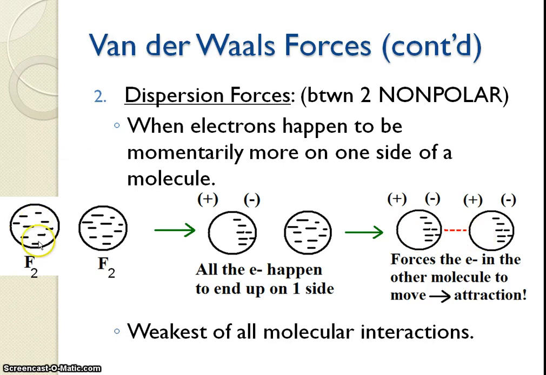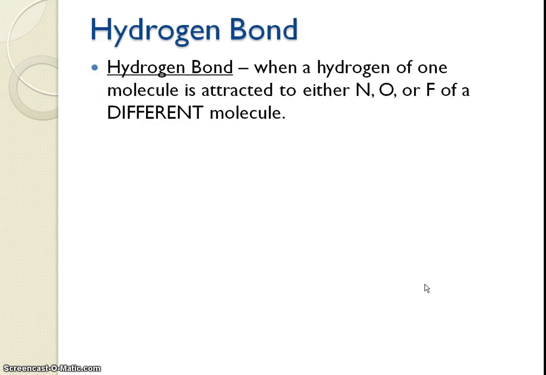So again, they start off spread out because it's nonpolar. Just by chance, since all the electrons are moving, they could end up on one side of the molecule. If that happens, it gets a slight negative on that side, which pushes all the electrons in the molecule next to it to the other side as well. Then you have two molecules with slight charges that are going to be slightly attracted. But again, it only happens for a split second.